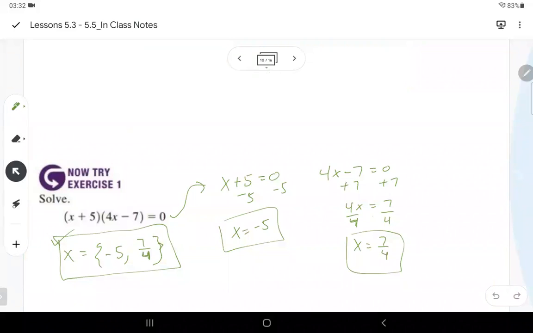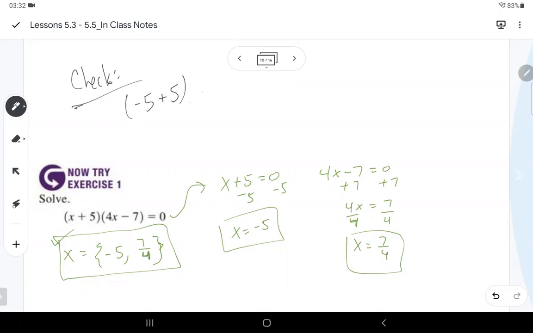Okay, so since I have a little bit more room that opened up, I'm going to show you guys how to do a check. All we would do is plug in -5 for x. We don't even have to worry about the second part. No matter what that is, this part is giving us a 0. So this number could be literally anything, and anything times 0 is going to give us a 0. So the -5 checks.